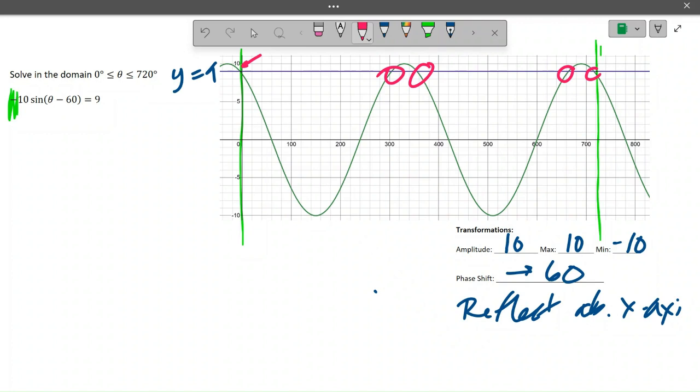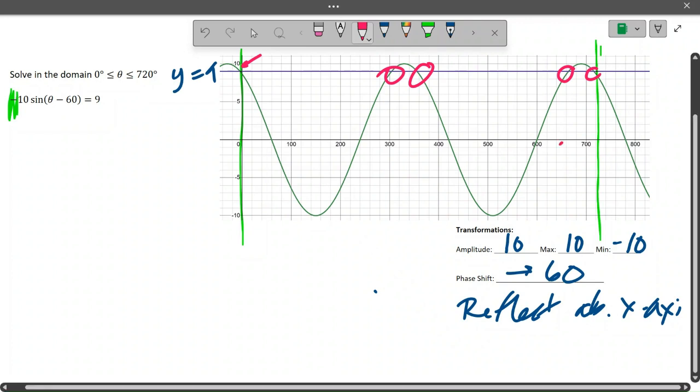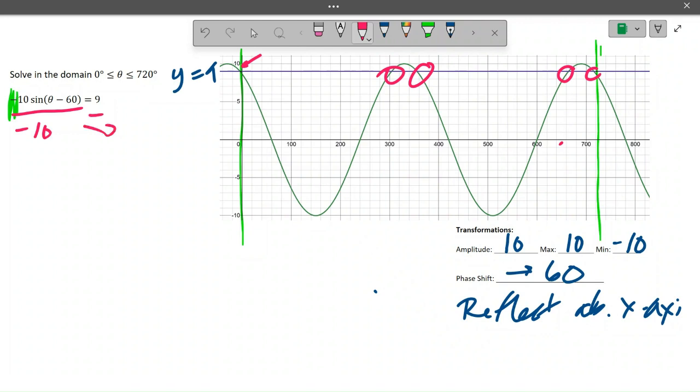Let's go ahead and get started solving. I am going to divide by negative 10. Let's try that again. Negative 10. All right, when I do that, I end up with sine of theta minus 60 equals negative 9/10. I'm going to take the inverse sine of both sides. So I'm going to pop the inverse sine into my calculator of negative 9/10. Do not drop the negative. Otherwise, you're going to get a very different solution.